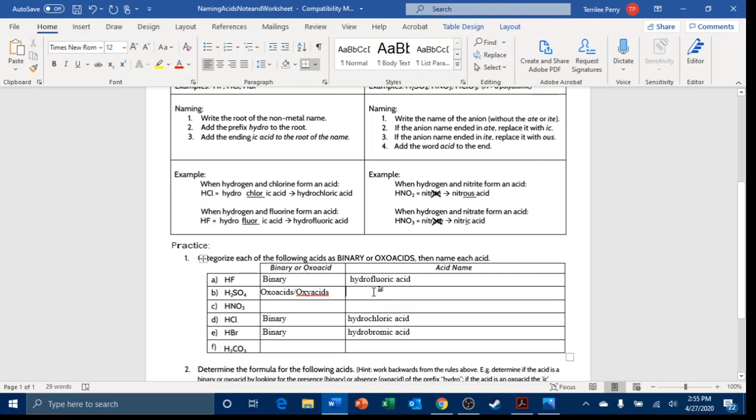So that's going to be sulfur. So it's going to be sulfuric acid. And that one's a little weird, but it's because it's sulfur and it's sulfic. Okay, HNO3 is an oxoacid.